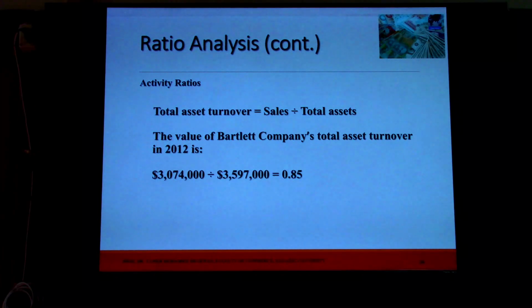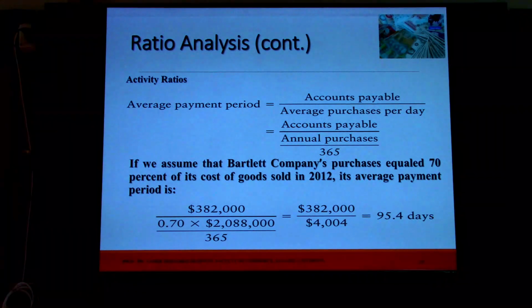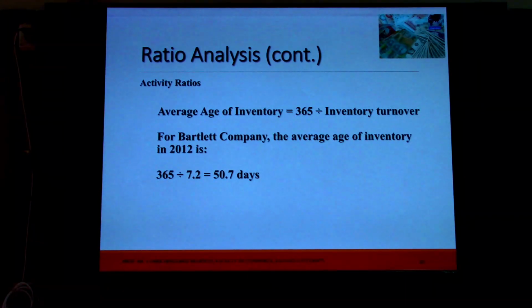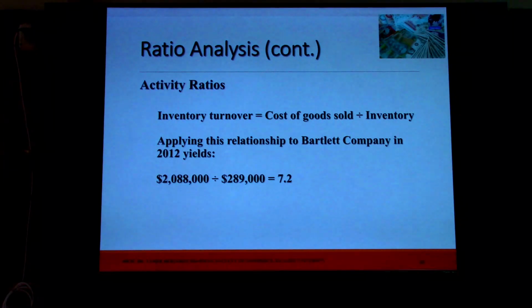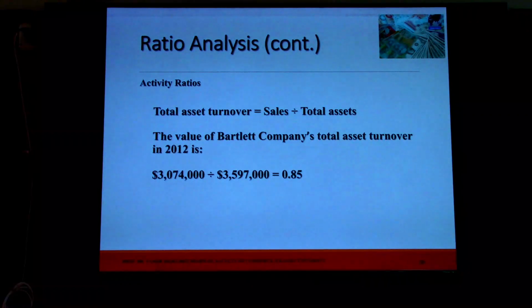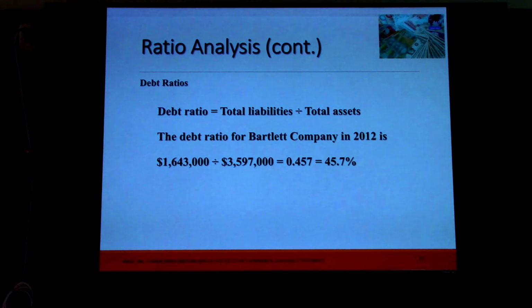And this is the activity ratios. As you see, in the activity ratios, we could measure the activity either by total asset turnover, or through average payment period, or through average collection period, or through average age of inventory, or through inventory turnover. This will reflect the efficiency of utilizing or using our assets.